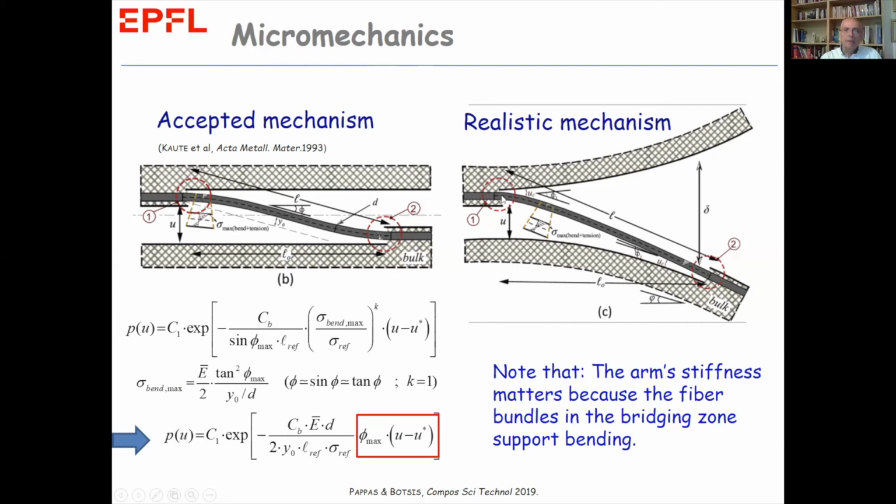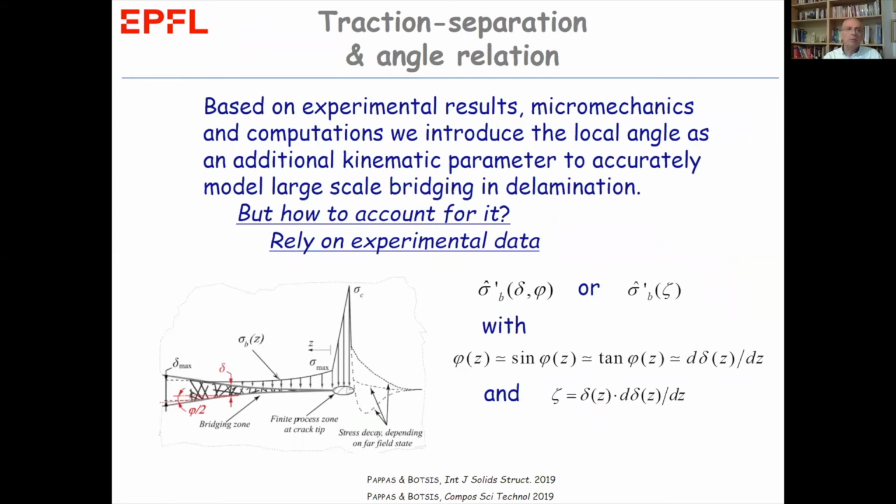So as we can see here, the crack will advance again depending on the bending of both. So the arm stiffness matters because the fiber bundle in the bridging zone supports bending, and it is affected by the bending of the arm. But how can we really account for this quantitatively? So just a short summary.